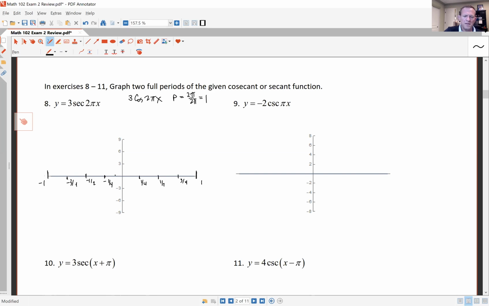And so the cosine starts at its max and then goes average, min, average, max. So we draw these dashed lines to put that graph on there. So remember, where this cosine is 0, when we take the reciprocal, is where it's undefined, and we get these vertical asymptotes.